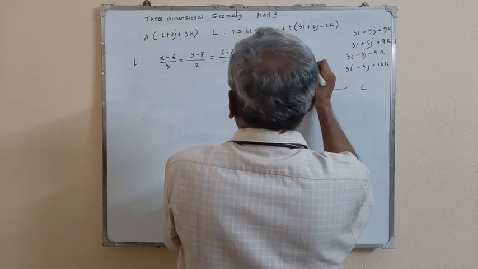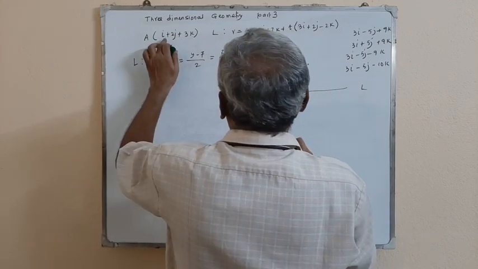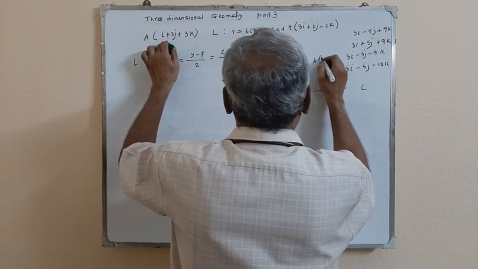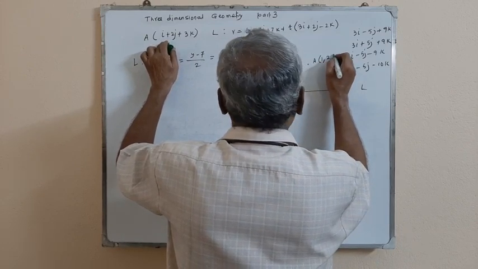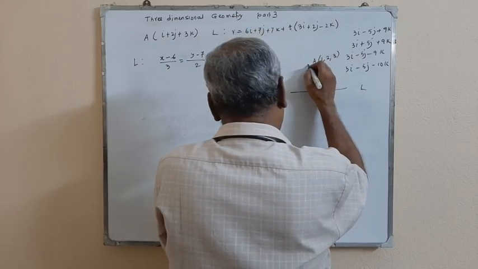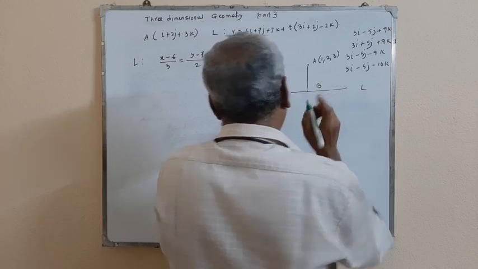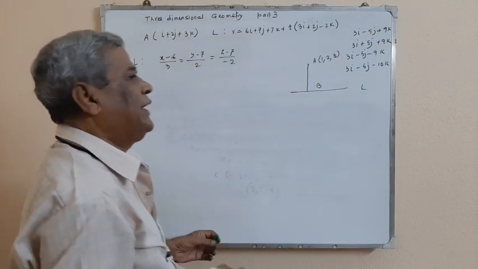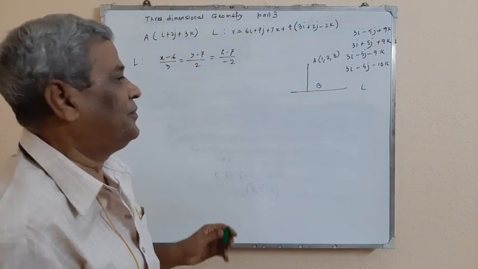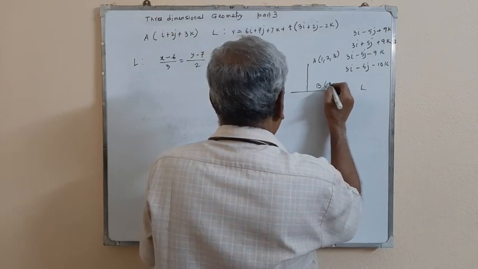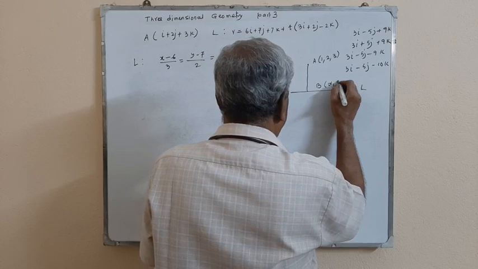And A is the point whose position vector is this, means A is equal to (1, 2, 3). A perpendicular is drawn on it, let it be B. So we have to find the coordinate of B in vector form. Suppose in Cartesian form it is (alpha, beta, gamma).